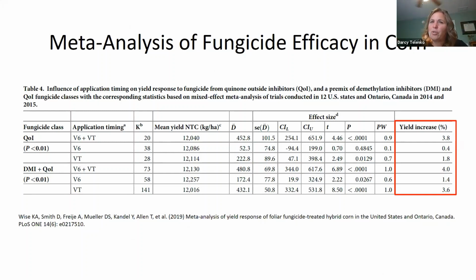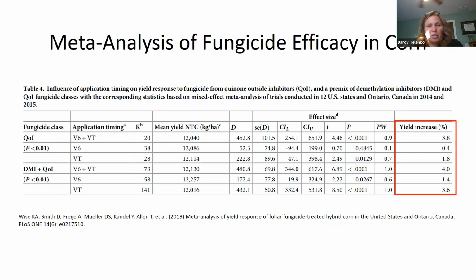This table shows you that just a QOI fungicide, the V6 plus VT, had about 3.8% yield increase. The V6 alone was 0.4. The VT was 1.8. So again, that later VT timing is the timing where you're getting the return on that yield protection. With the combination, the DMI plus the QOI, the two modes of action, there was a little bit more in the V6 plus VT, a little bit with the V6, and then 3.6% yield increase over all those trials they pulled together.